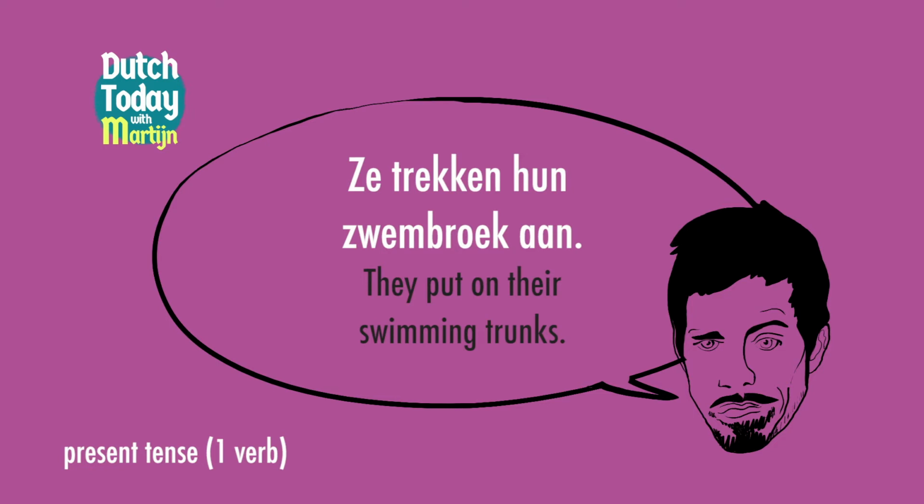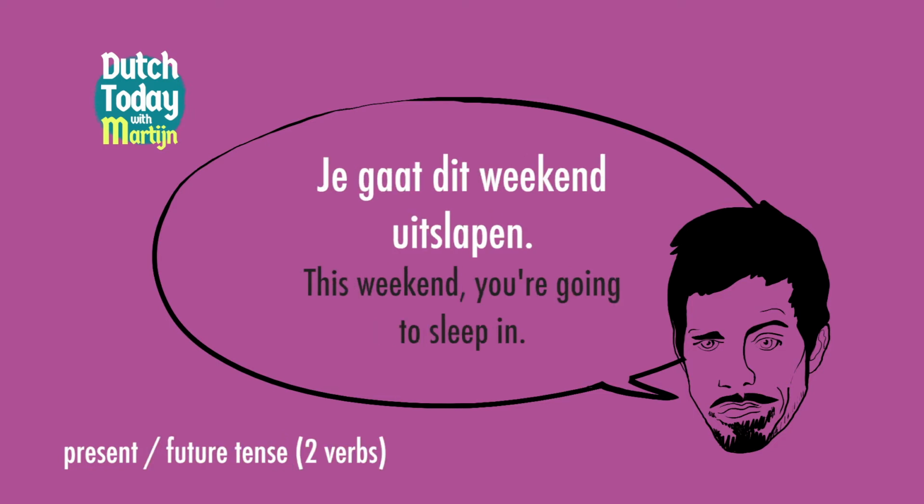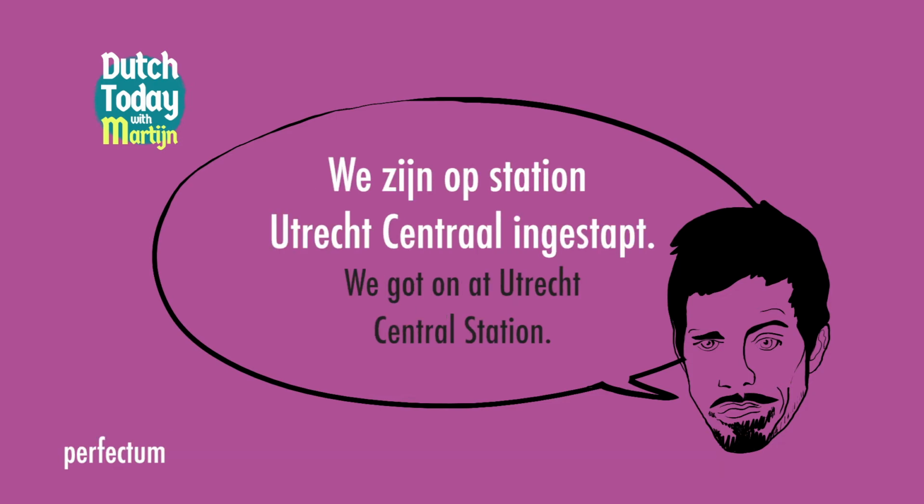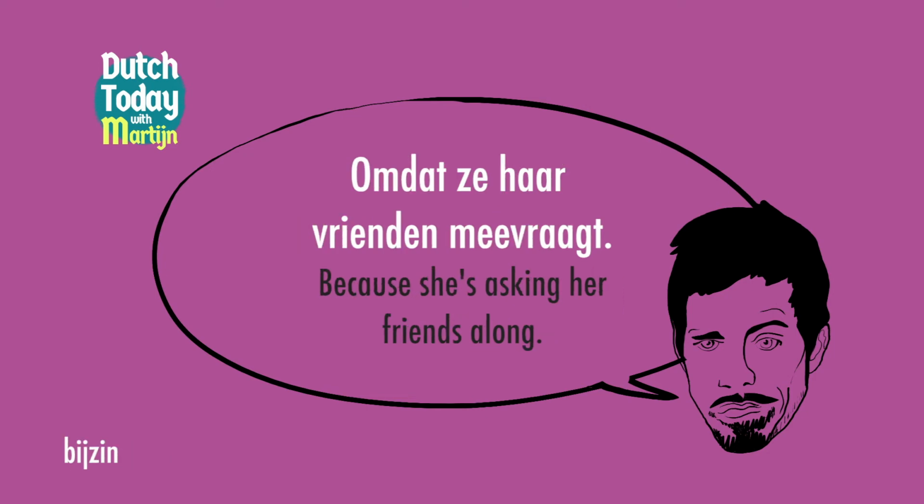And with that, let's have a quick look at an overview of all the different forms of the separable verb. Present tense with one verb. Ze trekken hun zwembroek aan. Present tense or future tense with two verbs. Je gaat dit weekend uitslapen. The perfectum. We zijn op station Utrecht Centraal ingestapt. De bijzin. Omdat ze haar vrienden meevraagt.